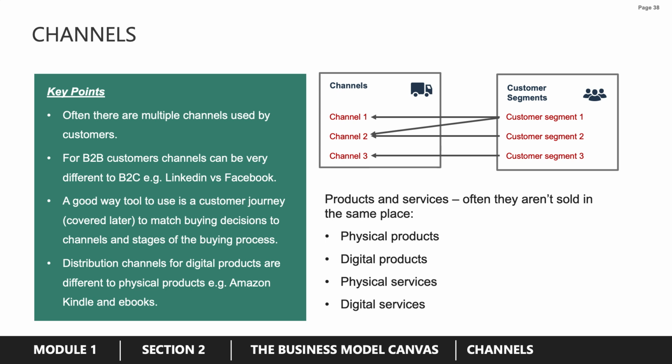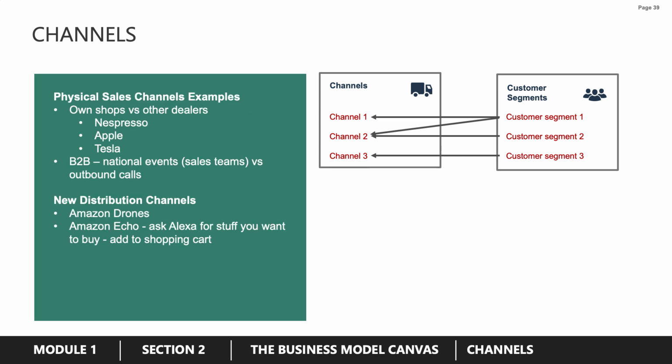You've got digital products that are primarily sold online. You've got physical services that are delivered in person often. And you've got digital services. So understanding the channels is really about understanding the sales and marketing process. And you can actually innovate around this. By changing the channel, by changing the way you do things, you can actually innovate a business model and create a point of difference versus your competitor.